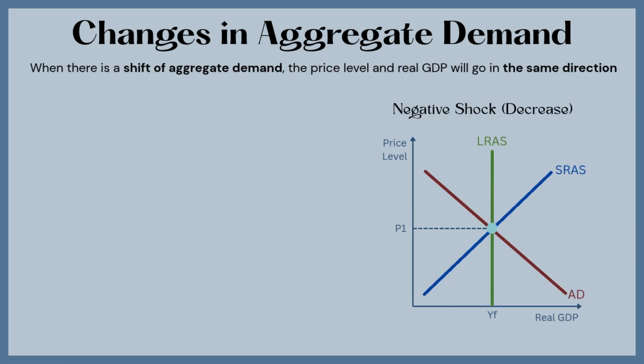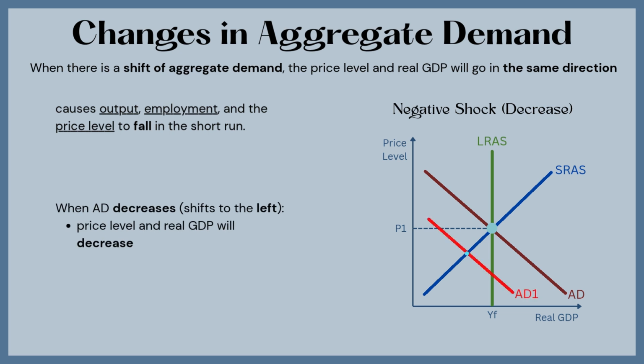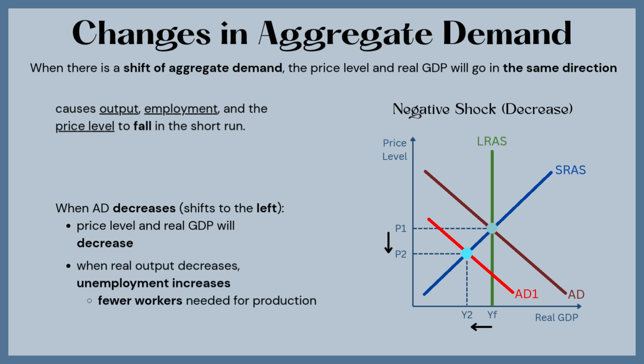On the other hand, a negative shock or decrease in AD causes output, employment, and the price level to fall in the short run. This happens because when aggregate demand decreases and shifts to the left, the price level and real GDP will decrease. When real output decreases, unemployment increases, since fewer workers are needed for production.